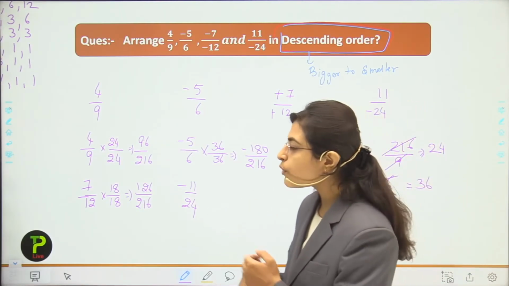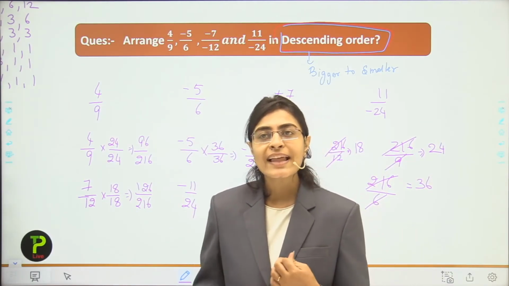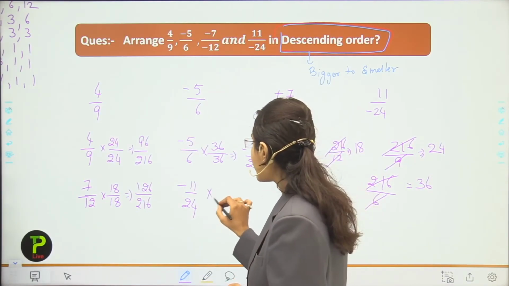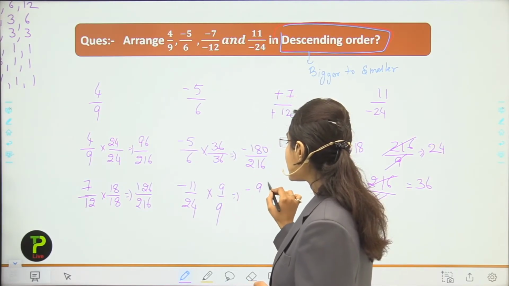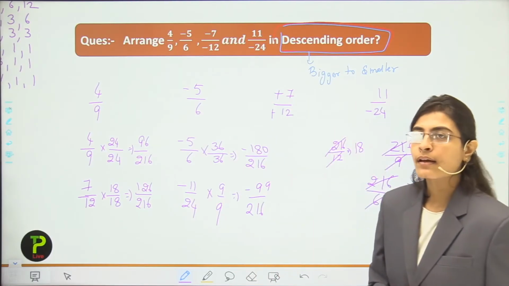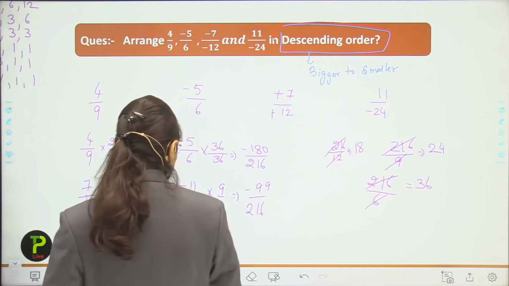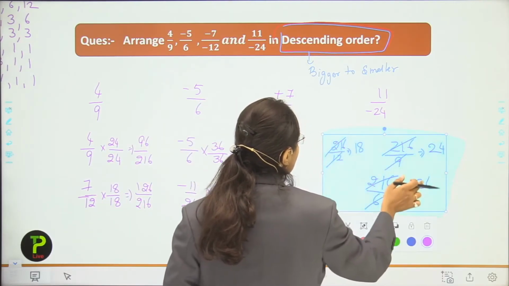Now 24, what should I multiply 24 with so that I could get 216? 9. So multiply numerator and denominator by 9. It will give me minus 99 by 216. Done. Now we have to simply compare the numerators.